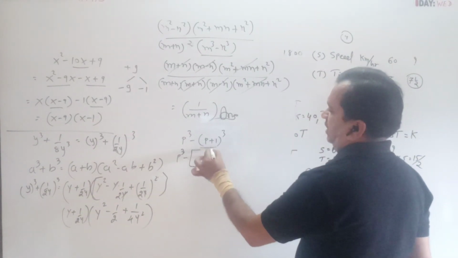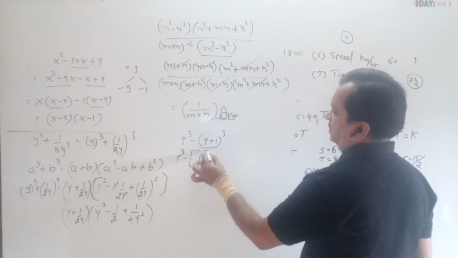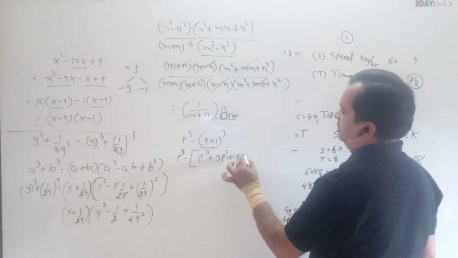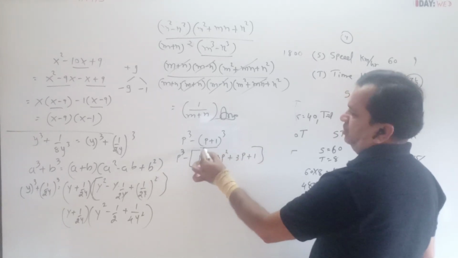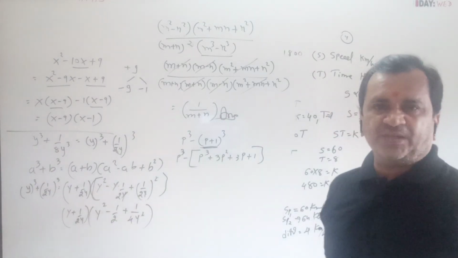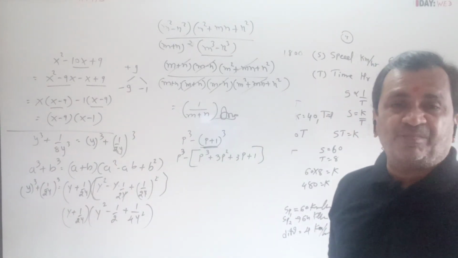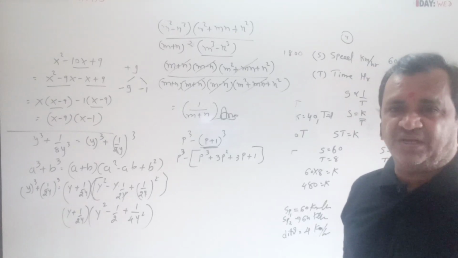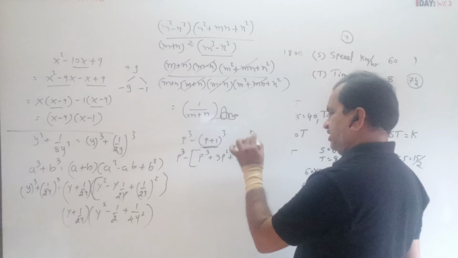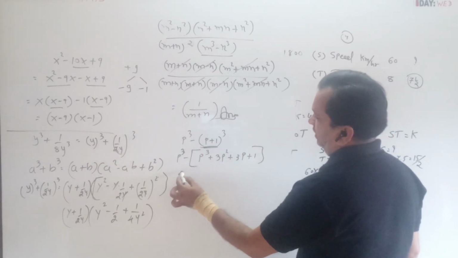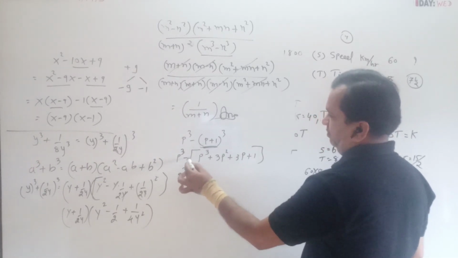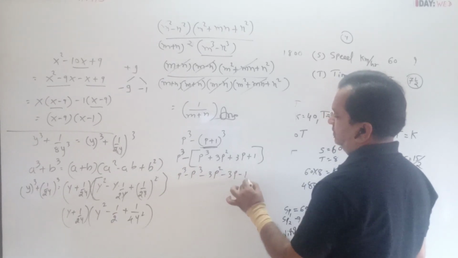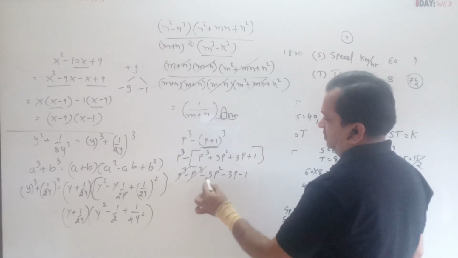So what is the answer of this? It is p cube, 3p square, 3p plus 1. Full formula of this: p cube plus 3p square plus 3p plus 1, 1 cube means 1. Now open the bracket. p cube minus, if it is minus, change all the signs. This cancels. This is the answer.